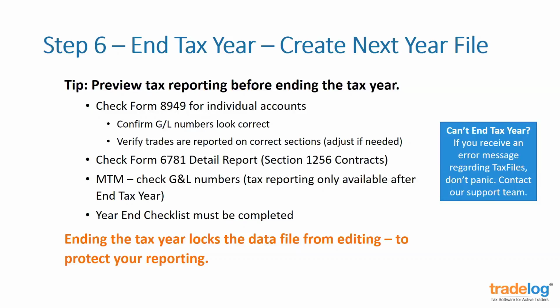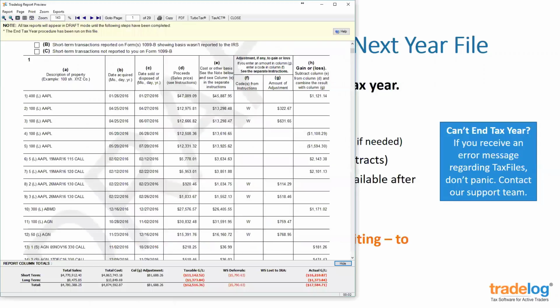Again, it's just a way to make sure there's not something totally off. If you're $10,000 or $20,000 off, hopefully you have some idea of how much money you made or lost in the tax year. That's going to help you know, oh, I better go back and check, maybe there's a problem somewhere. Because once you end the tax year, it's going to lock up the data file. You can go back and change things later if you need to, but we're just going to save you some steps by following that tip.